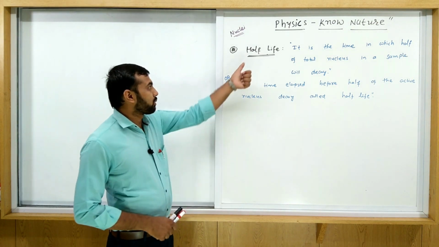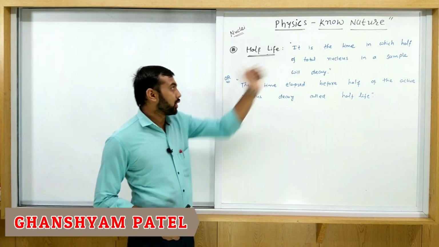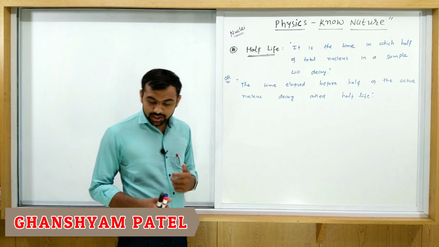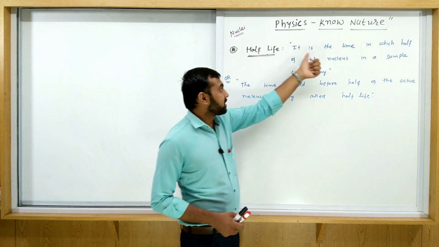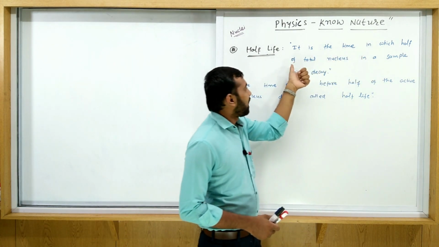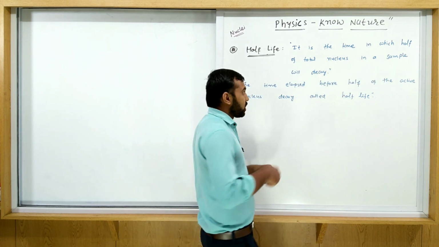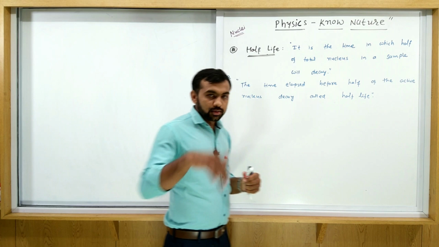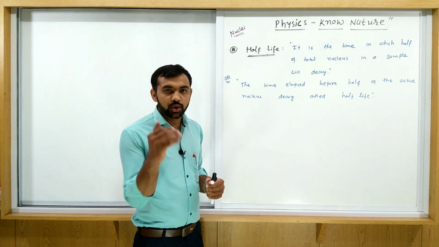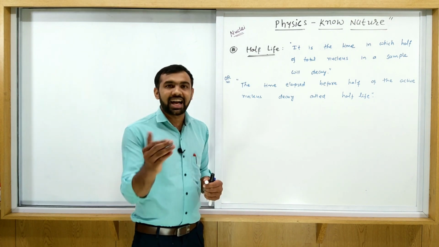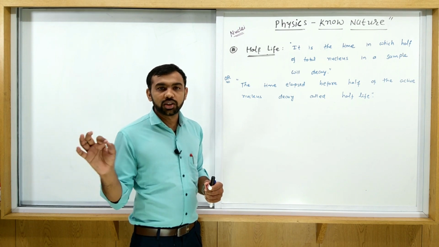Now we will discuss the half life of any nucleus. What is the half life first? It is the time in which half of the total nuclei in a sample will decay. So if you have a total of 1000 nuclei, how much time is required to decay 500 nuclei, meaning half the nuclei? This time is called a half life.